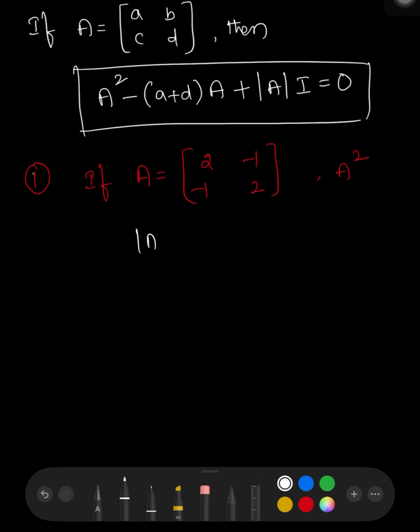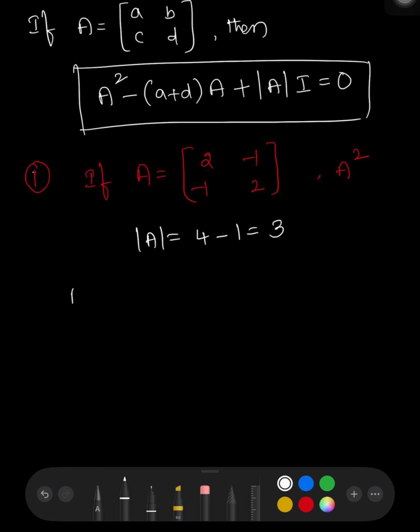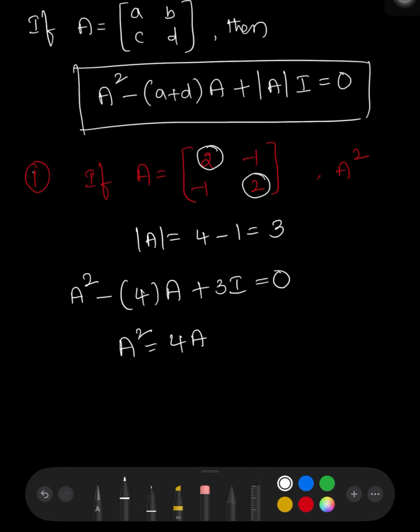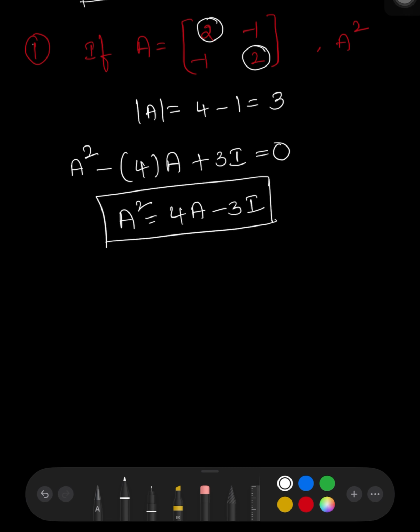So here det A equals 4 minus 1, that is equal to 3. From this we get the equation: A square minus, here a is 2 and d is also 2, so a plus d is 4, into A plus 3I equals 0. So A square equals 4A minus 3I. Like that we can solve the question.